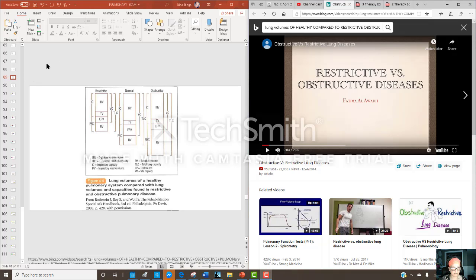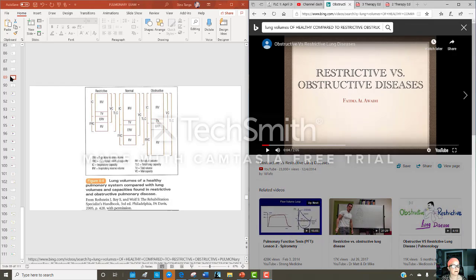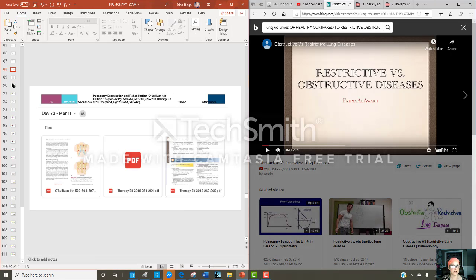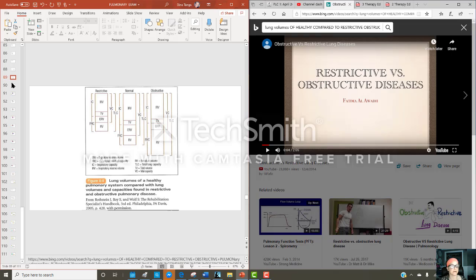Okay, so this is going to be my last video on this particular day. Day 33, March 11th, pulmonary exam and rehab. I wanted to do an extra video on this part, figure 4.4, lung volumes of a healthy pulmonary system compared with lung volumes and capacities found in restrictive and obstructive pulmonary disease.